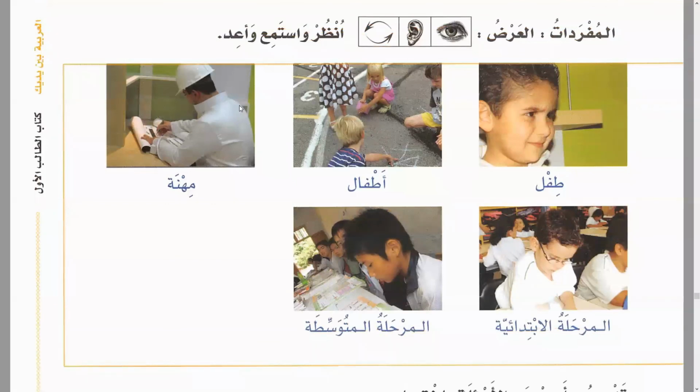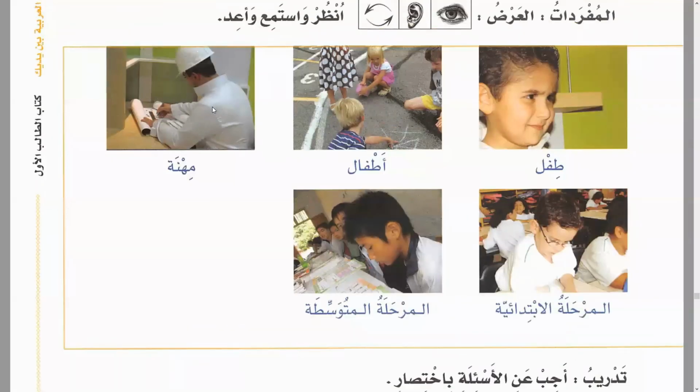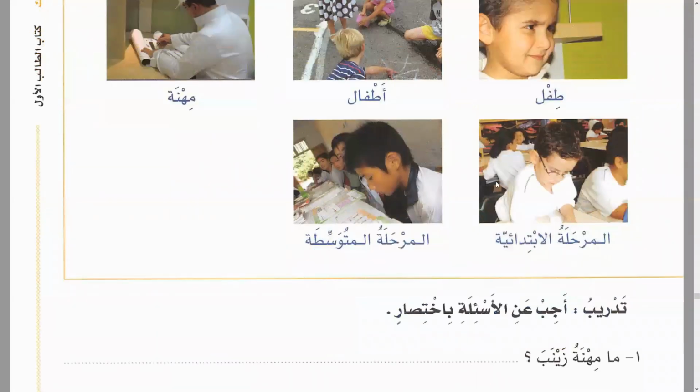Tifl, yeah, atfal. Mehna, occupation, profession, job. Al-marhalatul ibtidaiya, primary school. Al-marhalatul mutawassita, middle school. Middle school like 10 to 12 something, middle school. Then you have high school or secondary school, whatever. Yeah.